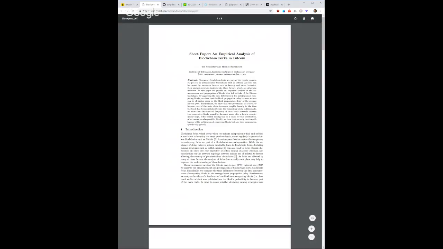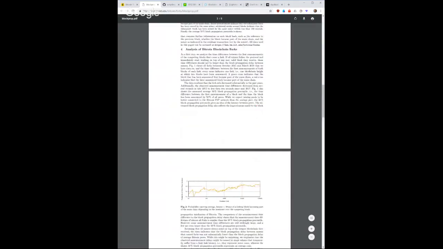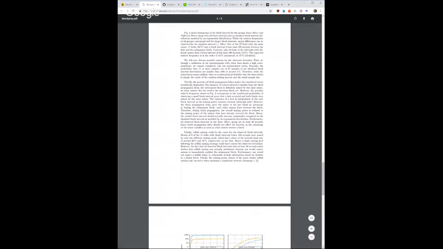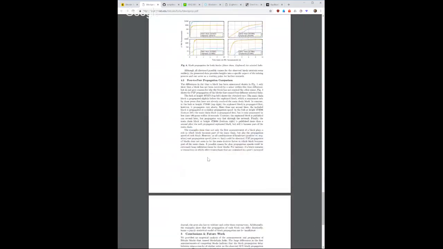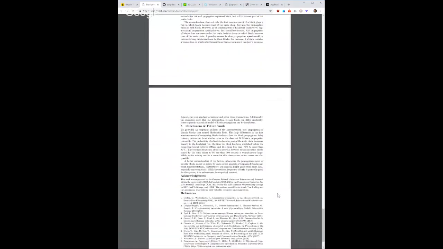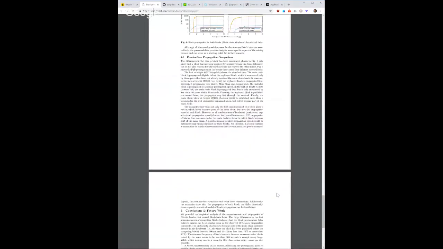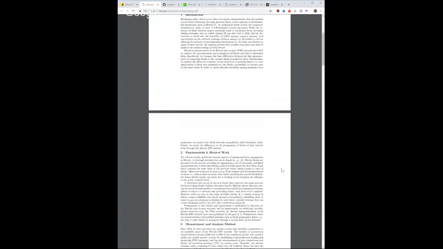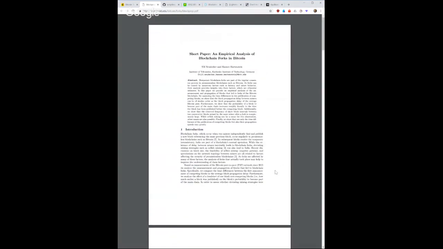This is talking about the orphan rate and what happens when miners find blocks around the same time, and what the probability is of your block getting in if you find it right around the same time as somebody else. They came to the conclusion that it's pretty much linear. So if you find it first, you're more likely to get it in.